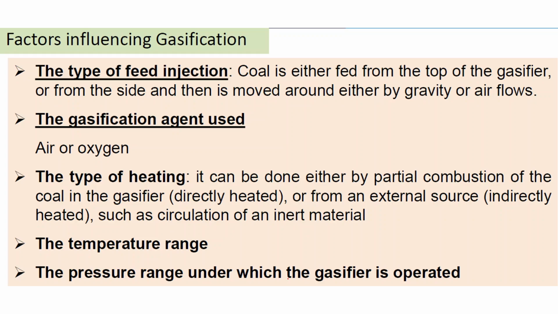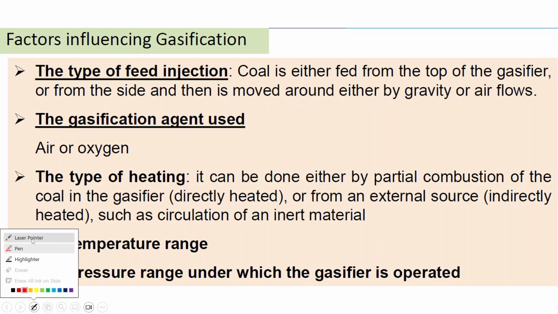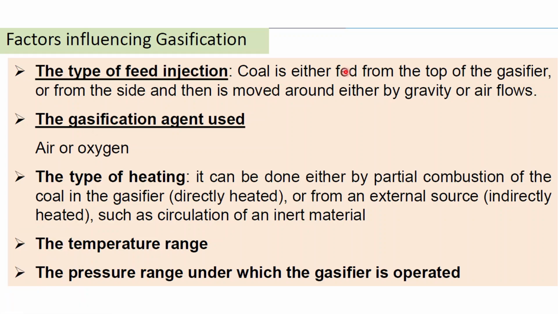Coming on to some of the factors influencing gasification, there are various factors which influence gasification. Mainly they are the type of feed injection, meaning whether the coal is introduced from the top or from the side, which also affects the gasification. The gasification agent used, whether solely oxygen or air: as I told, in the presence of oxygen we get syngas and in the presence of air we get producer gas. So that also affects the gasification.